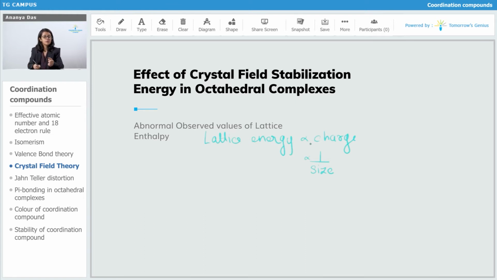So, if we talk about our M2 positive metal cations of the 3d series, like scandium 2 positive, titanium 2 positive, and so on and so forth. On going from left to right in this, that is scandium, titanium, vanadium, chromium, manganese, iron, cobalt, nickel, copper, and zinc, all of these are 2 positive, that is, all of them are present in complexes.